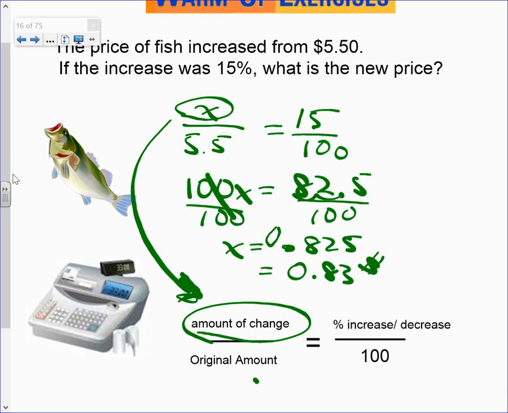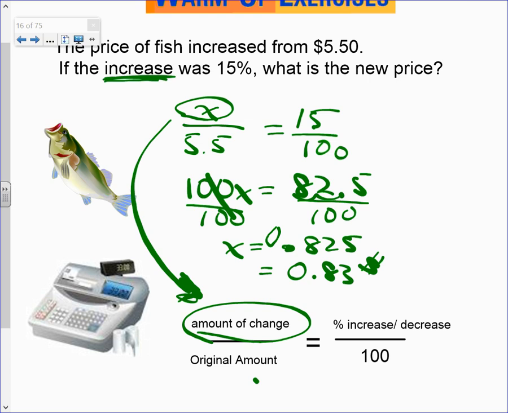So the amount of change from the old price of fish to the new price of fish is 83 cents. Well, that's the amount of change. Notice what I'm saying. So the new price, we've got to figure out. We found the amount of change. That's X, 83 cents. Was this an increase or decrease here?